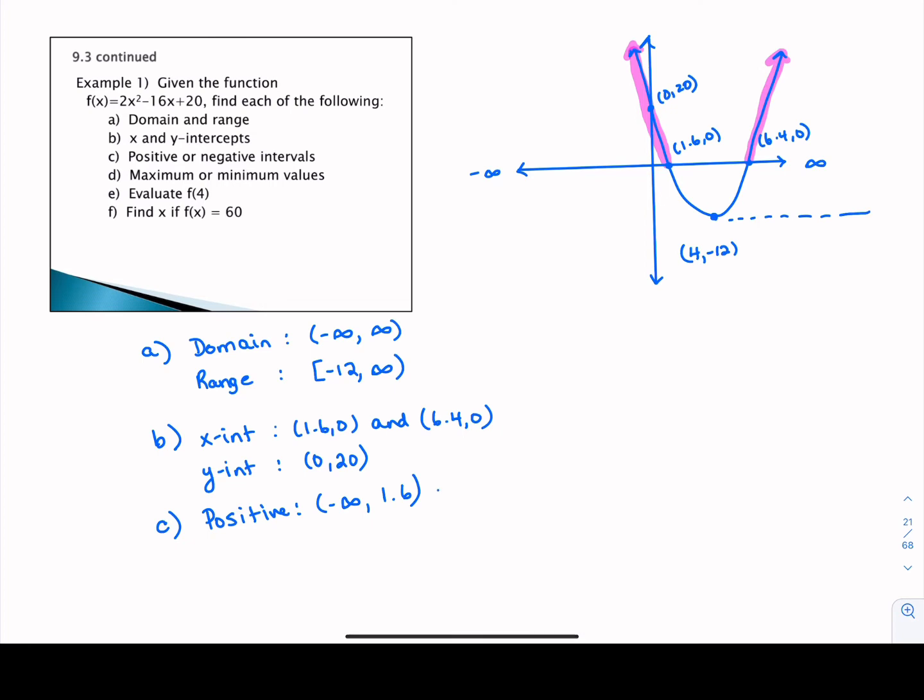But I have a second interval that's positive as well. That second interval starts at the far right intercept. So we say from 6.4 to positive infinity, which means the further right you go, again, you'll maintain a graph position that is above the x-axis. So we have two intervals that are part of our positive portion for this graph.